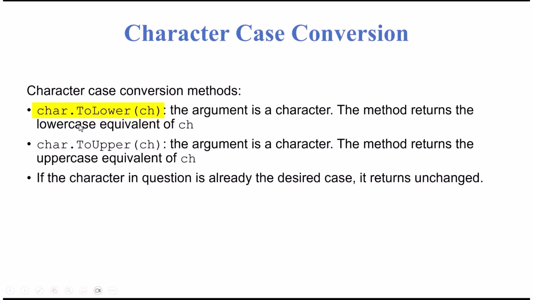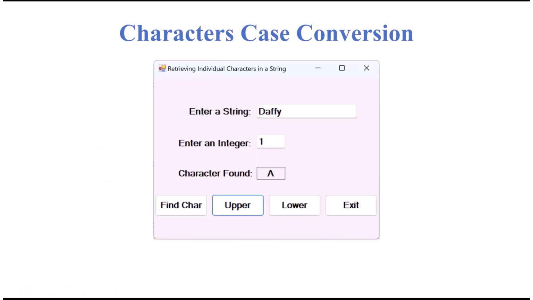So it can take a capital D and make it a small d. It can take a capital A and make it a small a. If it takes a period, it won't change it. It'll just ignore it and not convert the case. Same thing with upper. We can go Char.ToUpper and put in the code here, and it will return the uppercase of that. If the character in question is already the desired case, it returns unchanged. So if it already is a capital and we try to make it upper, it's going to remain upper. It won't hurt it at all. We can try that with this particular program here.